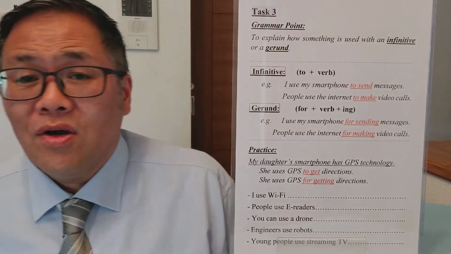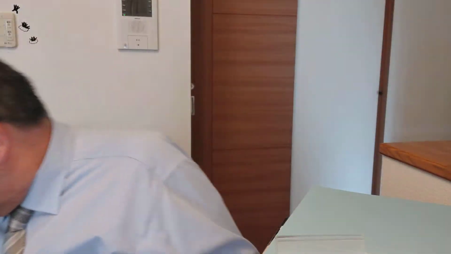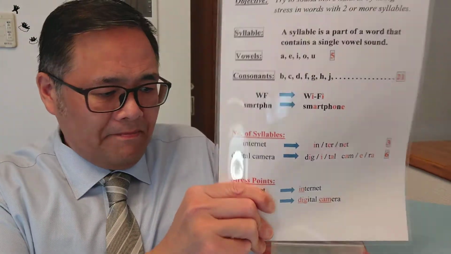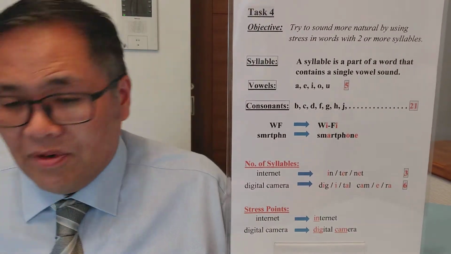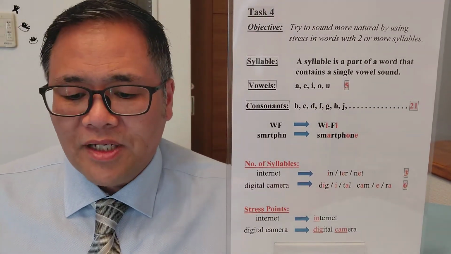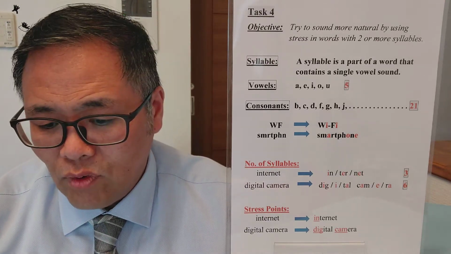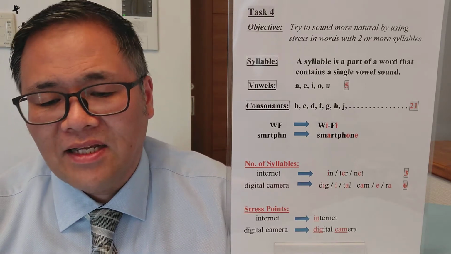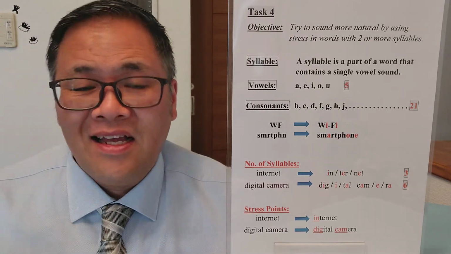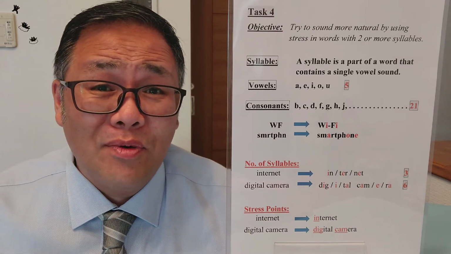Okay, moving on, we go to the pronunciation section. Let me explain the pronunciation section here. Basically, task 4 is pronunciation. The objective is to try to sound more natural by using stress in words with 2 or more syllables. So you're working on pronunciation, and they want you to put the stress point on a syllable in the word.